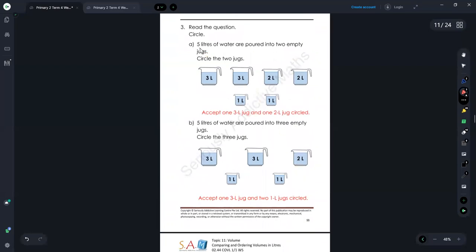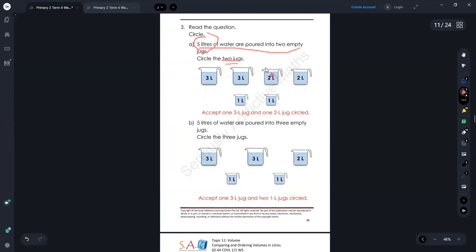Here it says, ask them to read the question. 5 liters of water are poured into 2 empty jugs. Circle 2 jugs. What does it mean? The 2 jugs must add up to 5 liters. So any 2 jugs that they circle, they can do 3 and 2 here, 3 and 2 here, or 3 and 2 here.